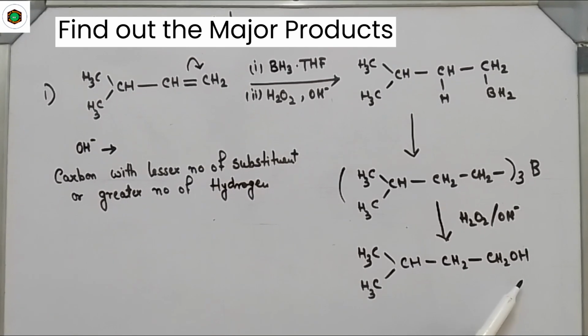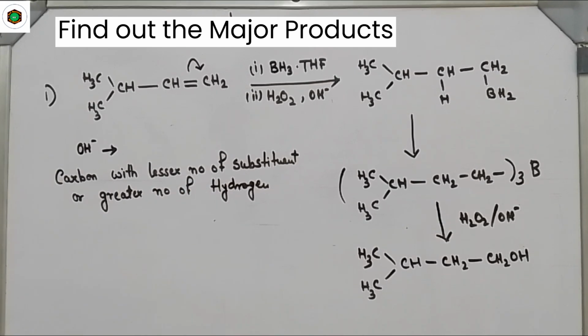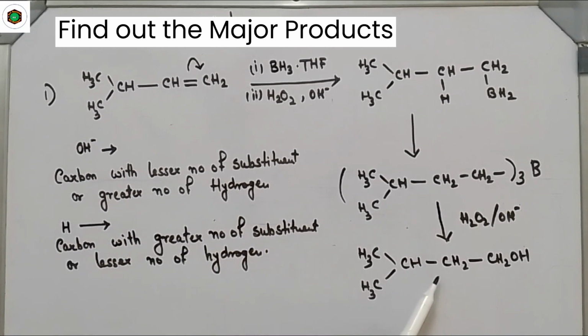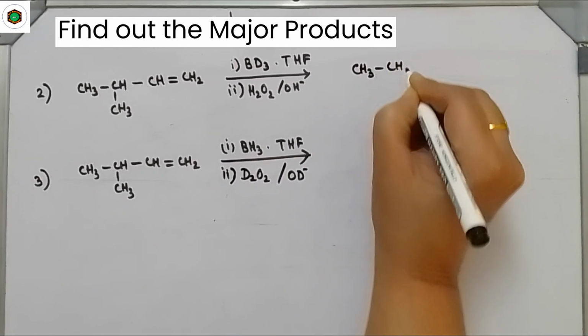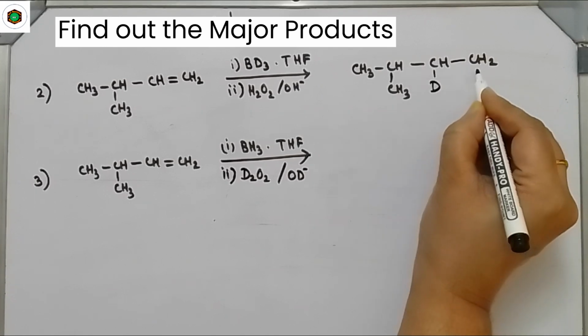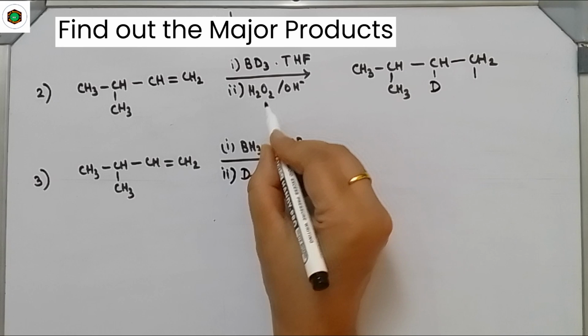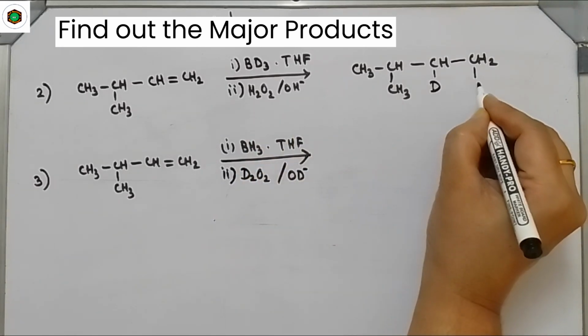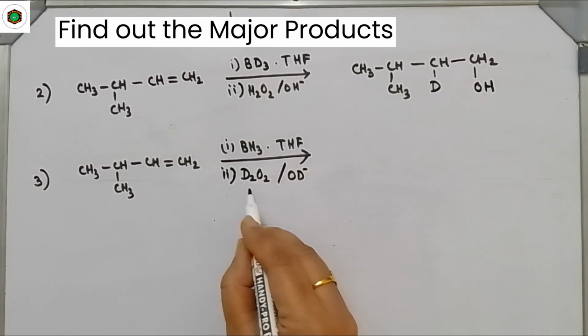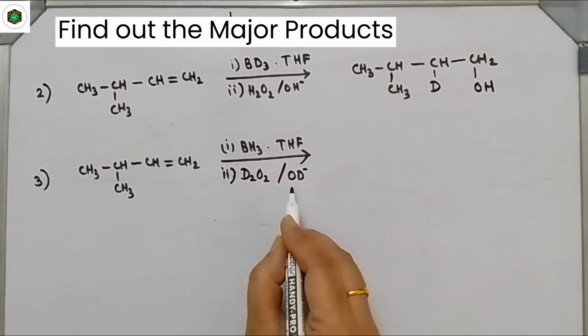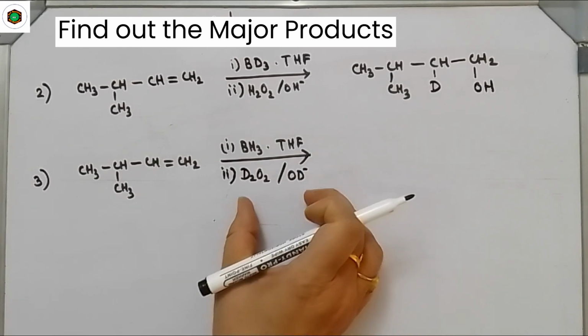So in the final product, OH will be attached with that carbon which is having lesser number of substituents or greater number of hydrogen, and H will be attached with that carbon which is having greater number of substituents or lesser number of hydrogen. Now for this example, what is the product? Final product now I will write. Here deuterium will be attached, and here OH from this oxidation reagent will come and attach. So this is your product. For the next, here we are using borane, and here deuterated hydrogen peroxide and OD minus is there. So from here OH will come.